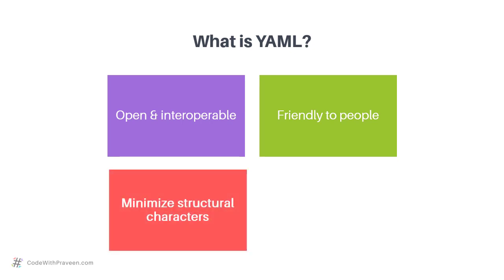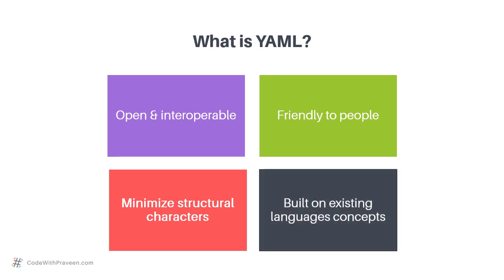Moreover, it achieves this simplicity by minimizing the structural characters included in this language. For instance, if you take JSON, there we are using curly brackets a lot. Whereas in the case of YAML, we are going to have indentation as the structural character. By using that, you can see that the YAML final structure is going to be extremely simple for humans to understand. We'll get into this shortly.